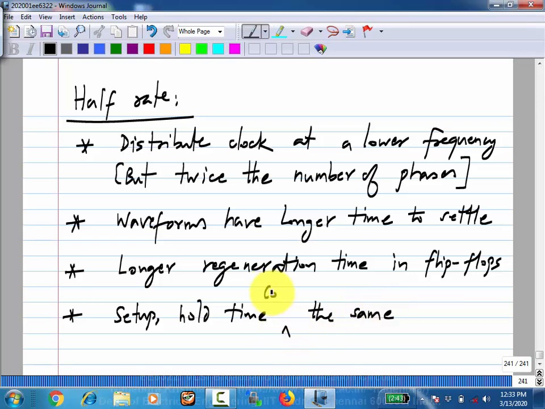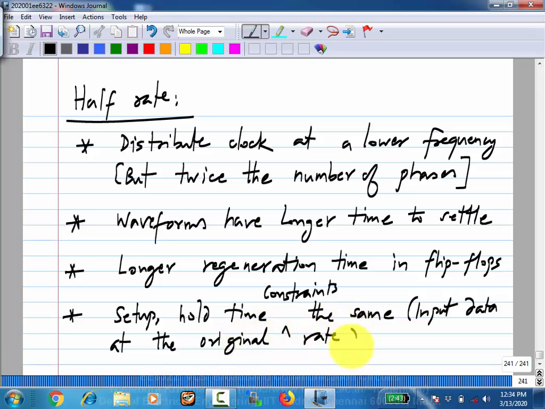Setup hold time constraints are the same, because the input data is at the same rate. And typically half rate architectures take approximately twice the number of components. It may not be exactly twice. If you look at our full rate detector, it has some number of latches. This may be about twice the number of latches.